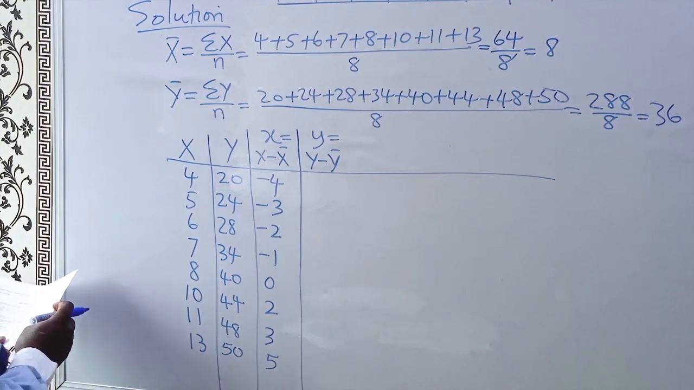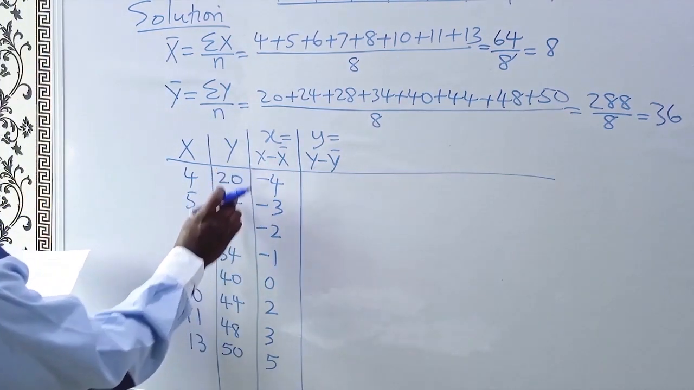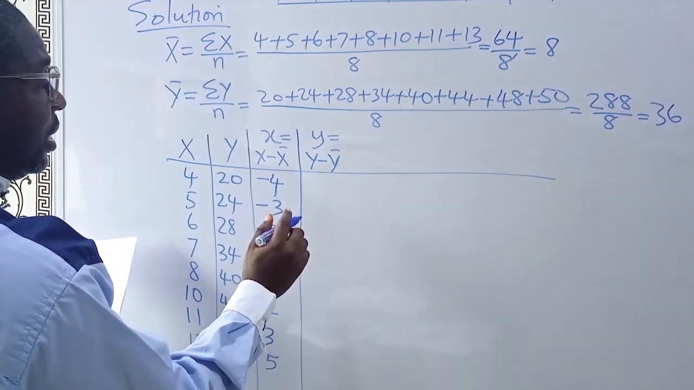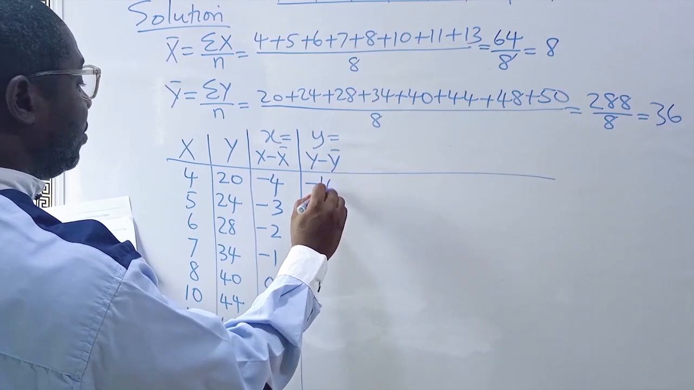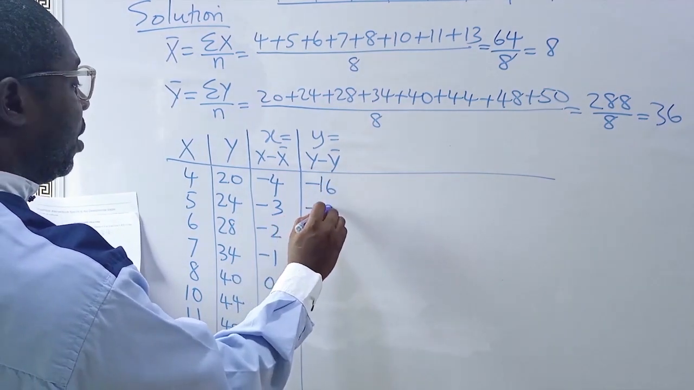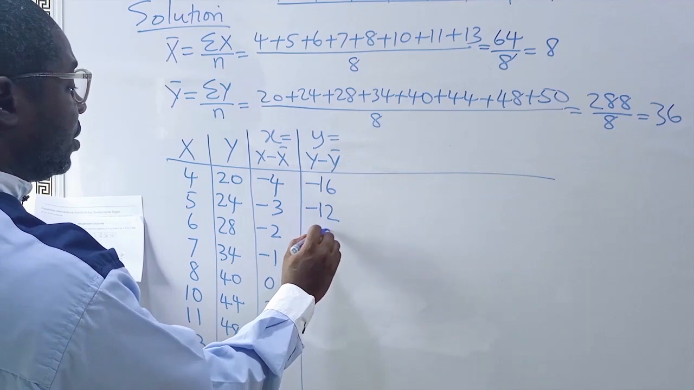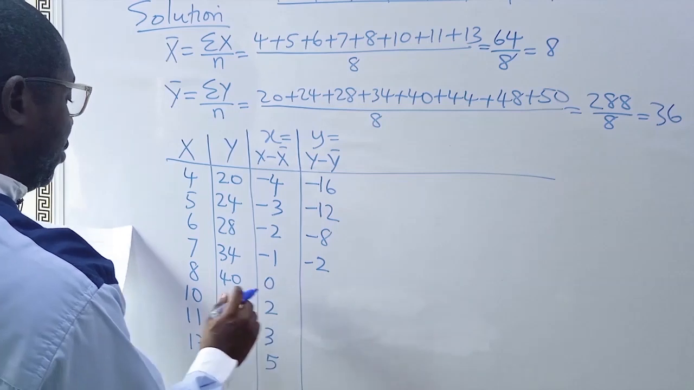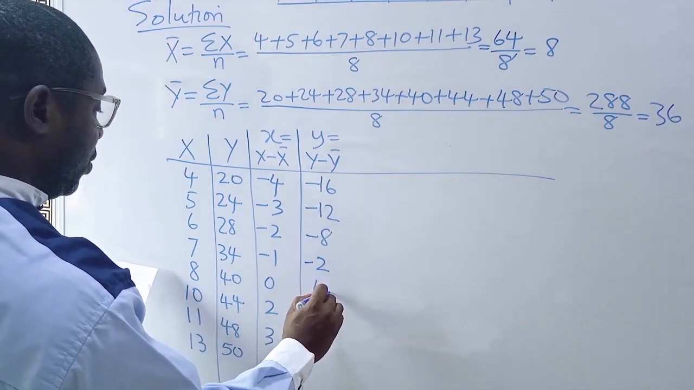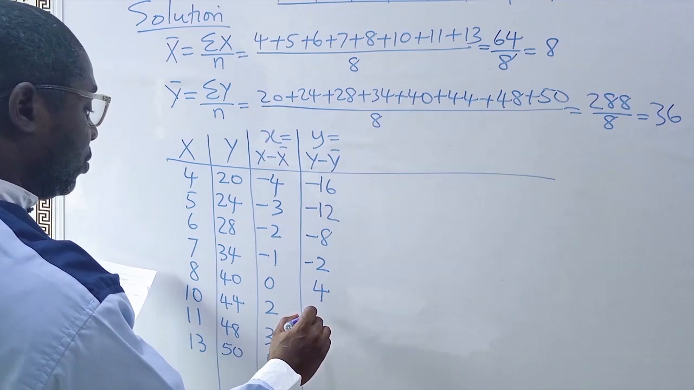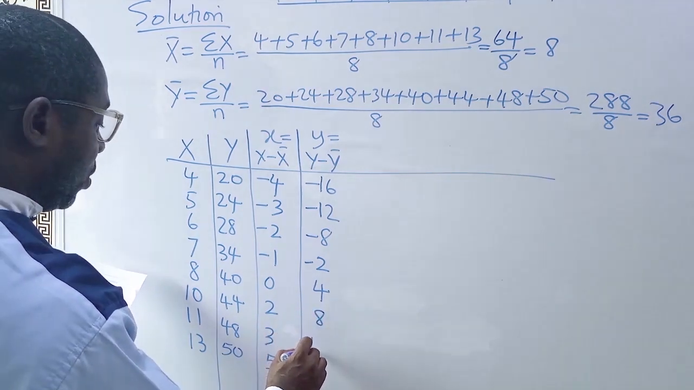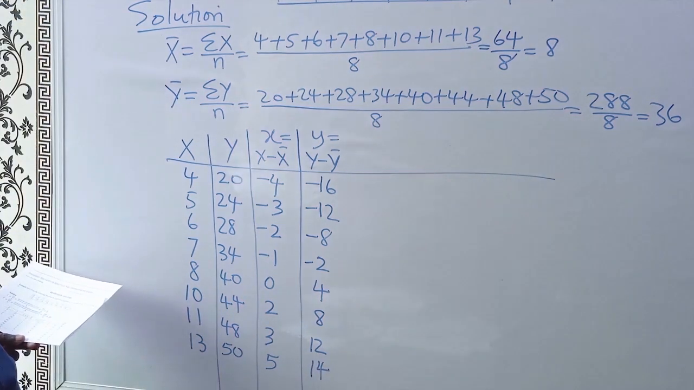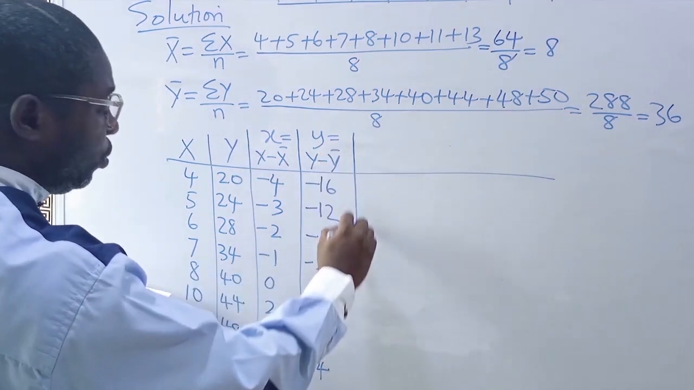Y minus y bar, and that will give us all these values minus 36. They're giving us 20 minus 36, that will give us minus 16. The next one will give us minus 12. The next one will give us minus 8. The next one will give us minus 2. Okay, 40 minus 36 will give us 4. 44 minus 36 will give us 8. And then the next one will be 12. Last but not the least will give us 14. We'll determine that. Now, what do we do with this?